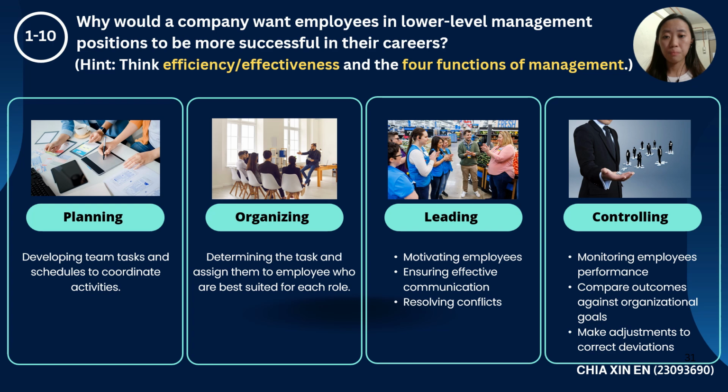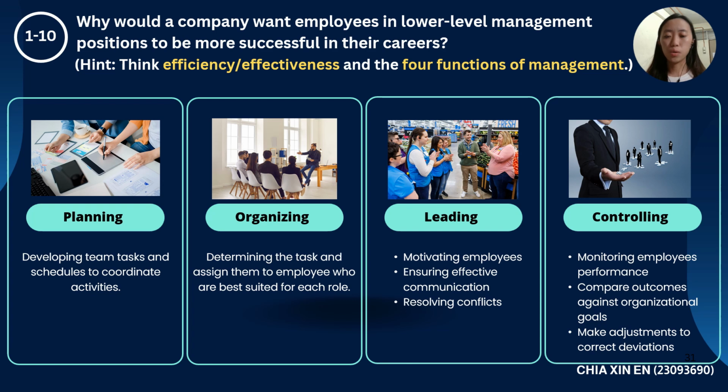Next is organizing. This function is about determining tasks and assigning them to employees who are best suited for each role. The third function is leading, which includes several key activities: motivating employees to perform at their best, and also ensuring effective communication to foster a collaborative environment, and also resolving conflicts that may arise within the team, helping to maintain harmony and focus on goals.